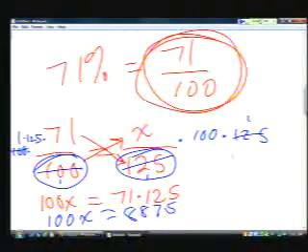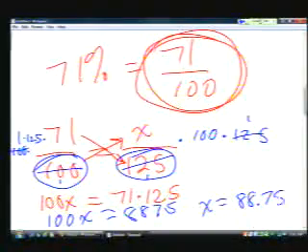And now we have to divide both sides by what, Wyatt? 100. Yeah. So we divide both sides by 100, and so we get 88.75. Now you got to know what 88.75 was. Remember this original 125 right here? That was $125,000. That was Rachel's net worth.